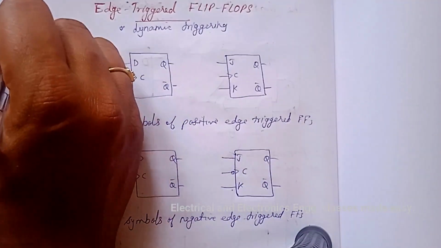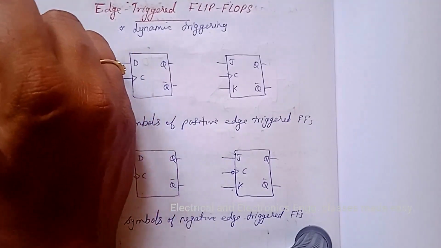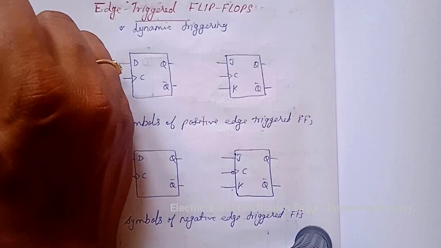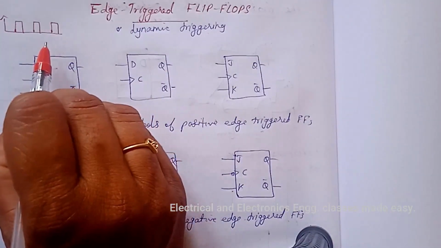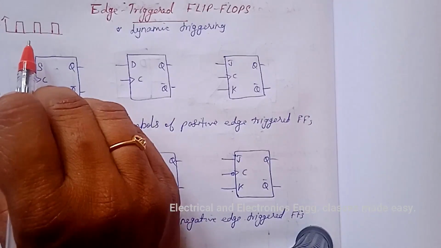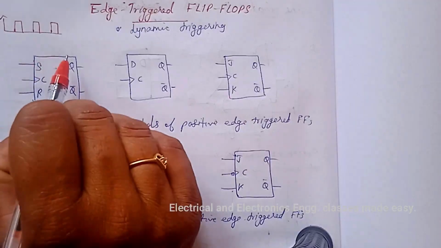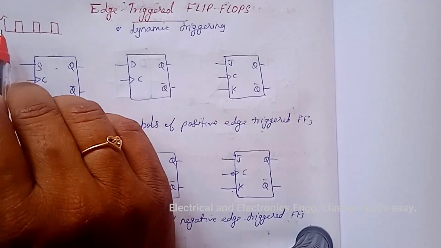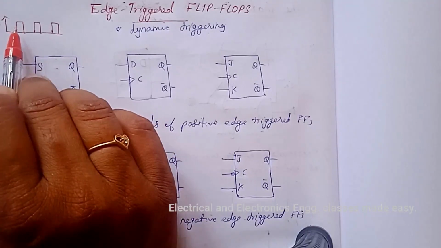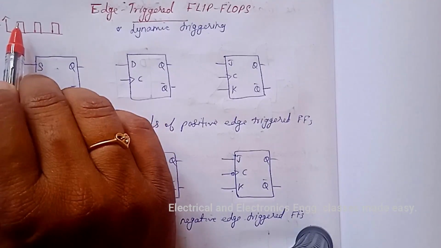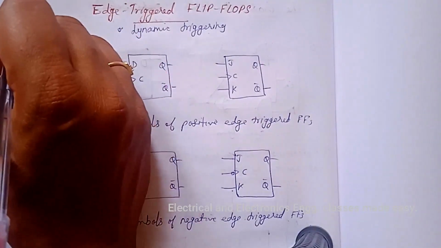That is, clock signal is like this. So this is a clock signal, and the clock signal is distributed to all parts of the system, and most of the system outputs can change state only when the clock makes a transition. And clocked flip-flops may be positive edge triggered or negative edge triggered.